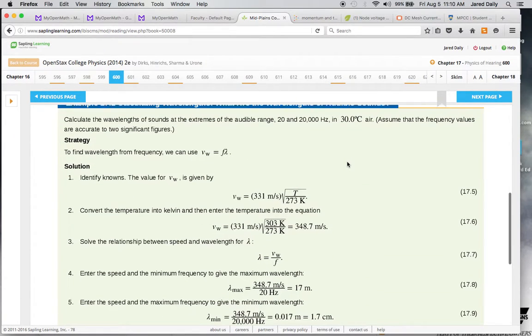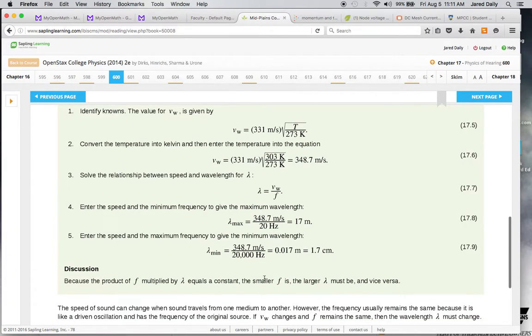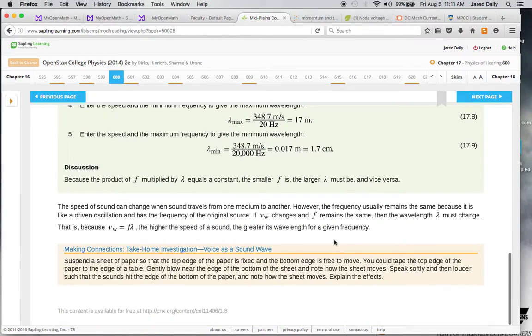And here they just calculate that using the equations we've been given so far. They calculate the velocity of a wave using the temperature equation, and they plug that into this equation up here to calculate the wavelength. Once they've calculated the wavelength, they can tell you the maximum and the minimum wavelengths that we hear at different frequencies. 20 hertz gives the longest wavelength, or the lowest tone that we hear. Turns out for 20,000 hertz, we get 1.7 centimeters for the smallest wavelength that we can hear.